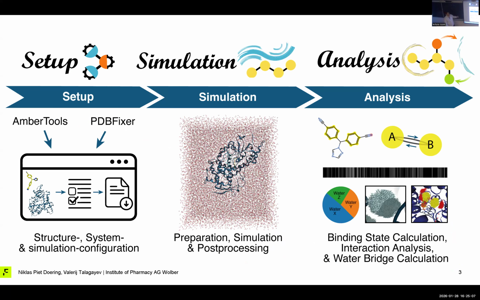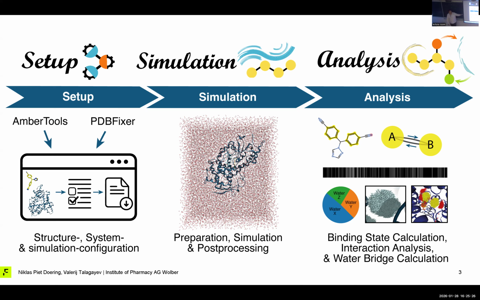We start with the setup, which is based around two main pathways. Either if you have a more simple system, you can use our PDB fixer pathway, which is the one we'll be showing today to keep it a bit more simple. Or you can go a bit more into the detailed setup using Amber tools, where we would create an Amber tools script. You could also execute them.